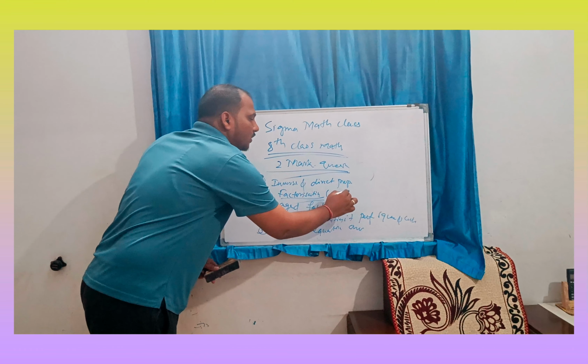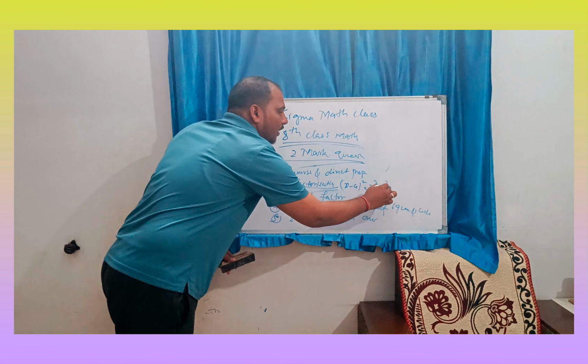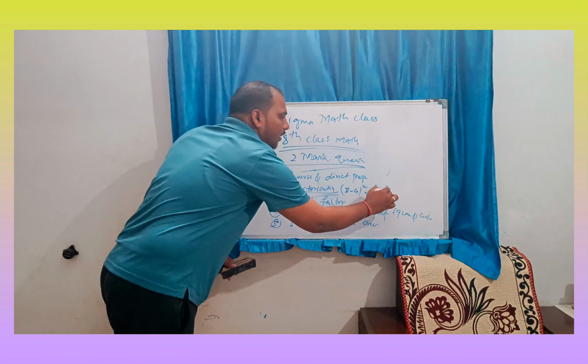a squared minus b squared, and a plus b whole squared is a squared plus b squared plus 2ab. These types of questions are asked. Then the HCF and LCM, multiplication and division, and which number makes a perfect square or perfect cube. Last, a simple equation question is asked.